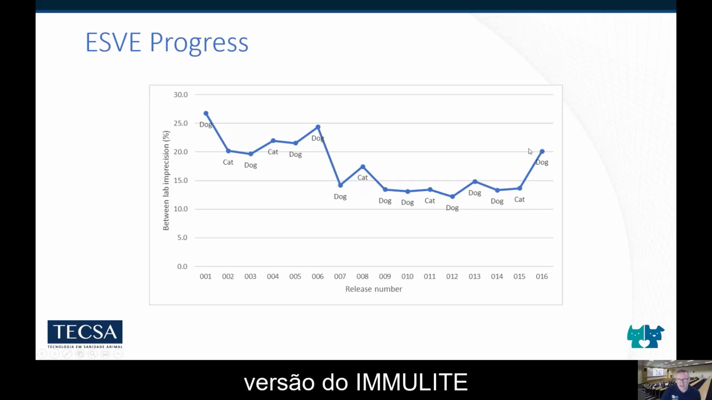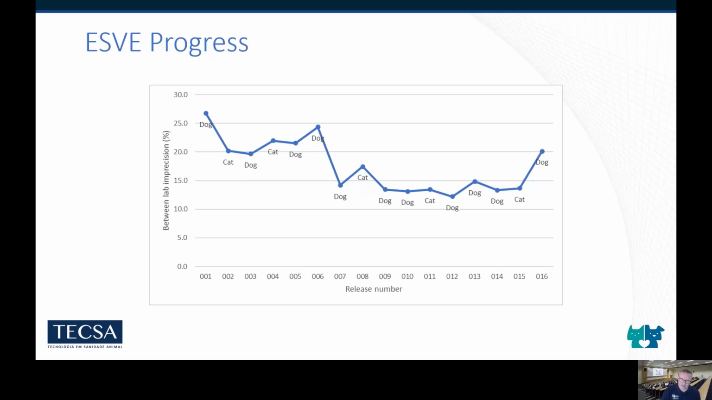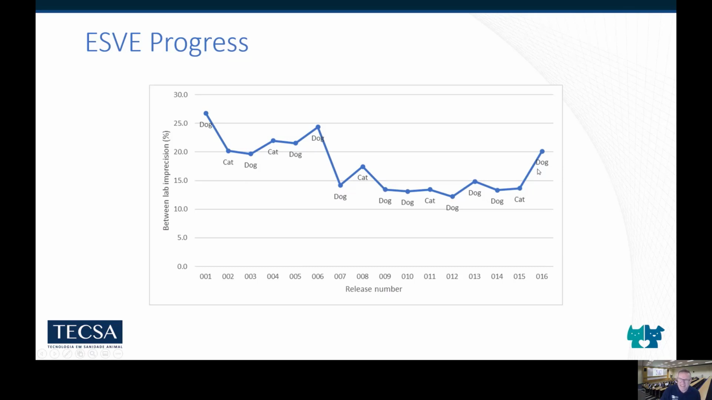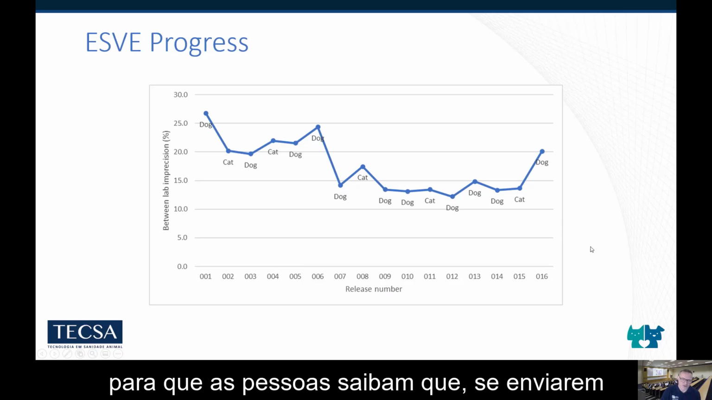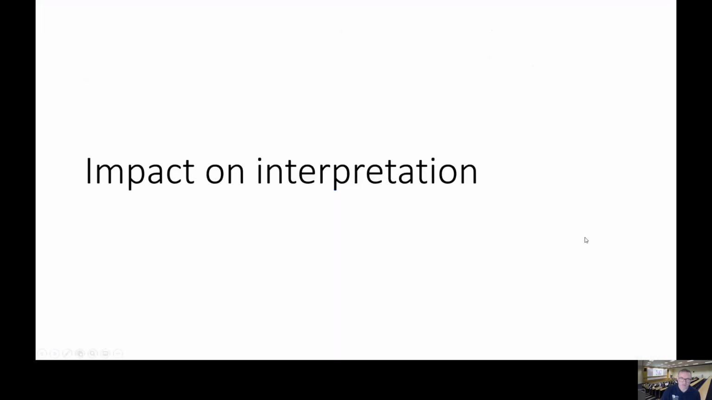And then in that last release, really, I think because of the confusion created by that new Immulite batch of antibody, where some labs were adapting, some were just using it without adaptation, we ended up with a much wider range of cortisol values from the one sample again. So it's a good story. The scheme has improved things. And then I think we've got a new starting point, and we'll need to work on bringing this closer together again so that people know that no matter what lab they send their results to around the world that are in the scheme, they'll get similar results.